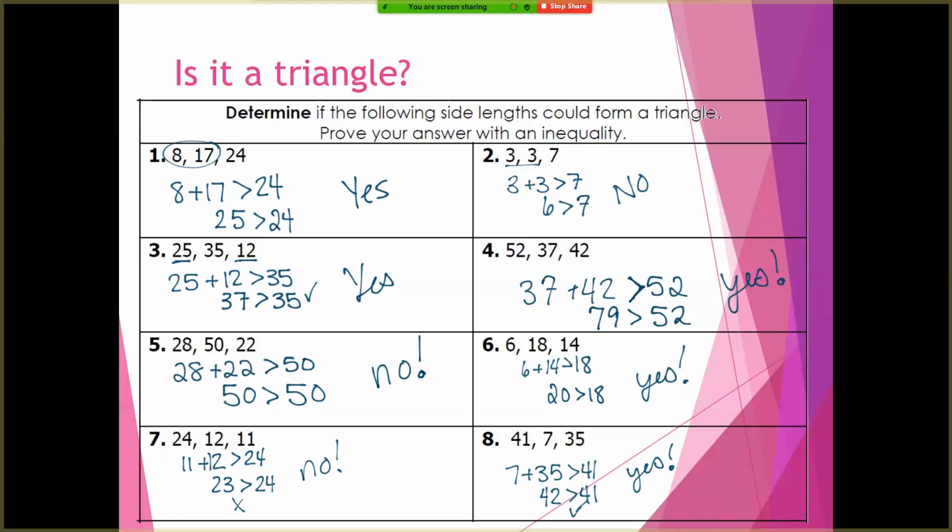And then the last one, question number 8. Two shorter sides added together, 7 plus 35 is 42. 42 is greater than 41. So yes, this does form a triangle.